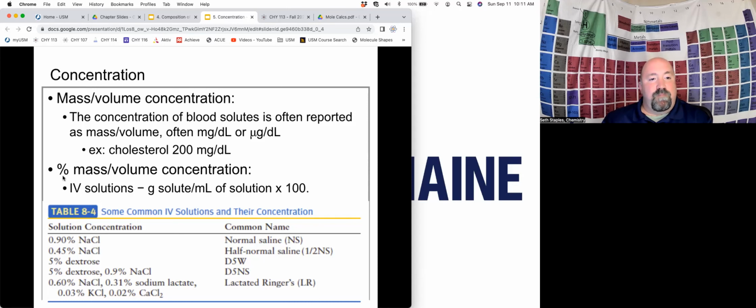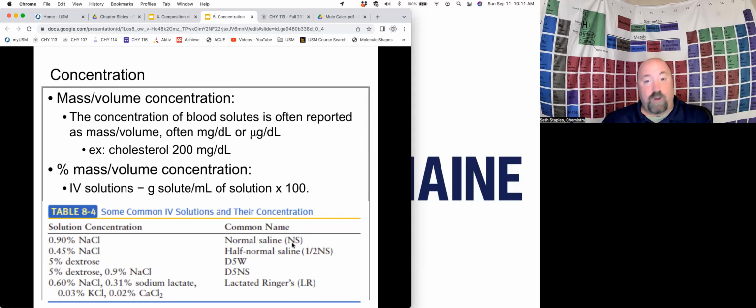We'll sometimes even bump that up to a percentage, just change it a little bit. IV solutions are a great example of that. Very often for IV solutions, we'll take the grams of the solute divided by milliliters of solution. So there's a mass to volume concentration, and we'll just multiply by 100 to convert to a percent. And here are a lot of great examples of some common IV concentrations.